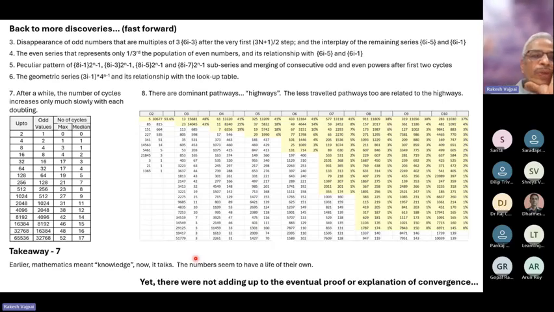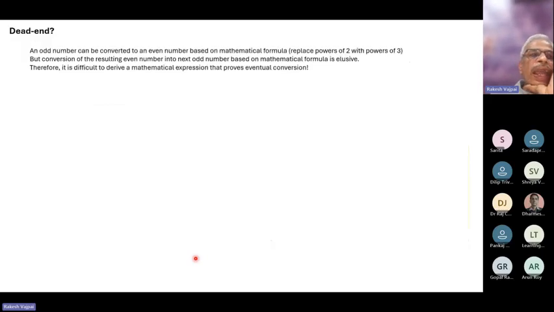Having said this, all of these so-called discoveries were still not adding up to the eventual proof. They were still not something which would give me a very clear understanding of what is happening, what is the method in the madness. There was some kind of an intuitive understanding, but it would not reflect into something which I can say is genuinely giving me the solution. And so it was kind of a dead end.